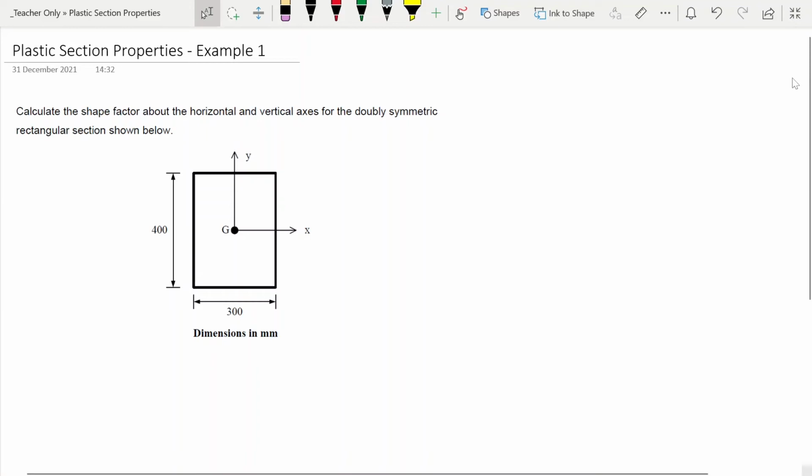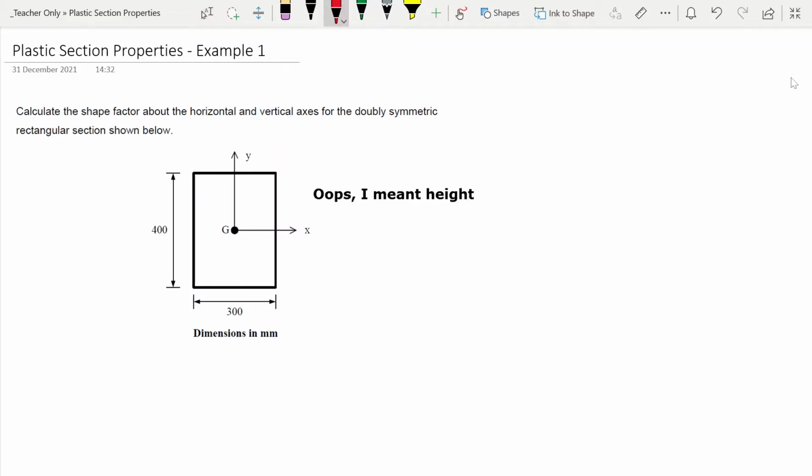Hi everyone, this video is the solution to example 1 of plastic section properties. The idea in this video is to solve the elastic section properties and the plastic section properties for this rectangular section with base 300 and height 400, but we're also going to try to solve it in a more generic way for a base b and a height h.